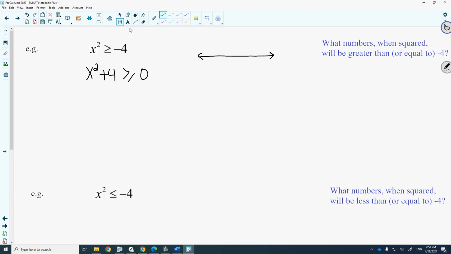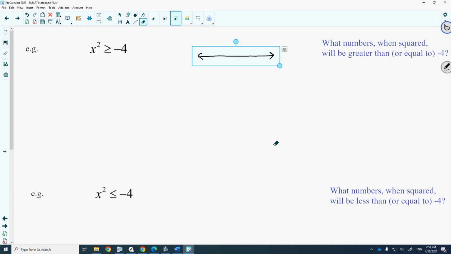So here's what I mean by reasoning your way through this solution. I'm going to just put the number 0 on my number line. And I'm going to pick a number right of 0. And I'm going to see if it's true or false. So if I put 1 here, because it can't be factored, we're going to reason. 1 squared is greater than or equal to negative 4. Is that true or false? That's true. So that means all of this would be solutions. So I'm just going to put a check mark here. Now I'm going to pick a number left of 0.